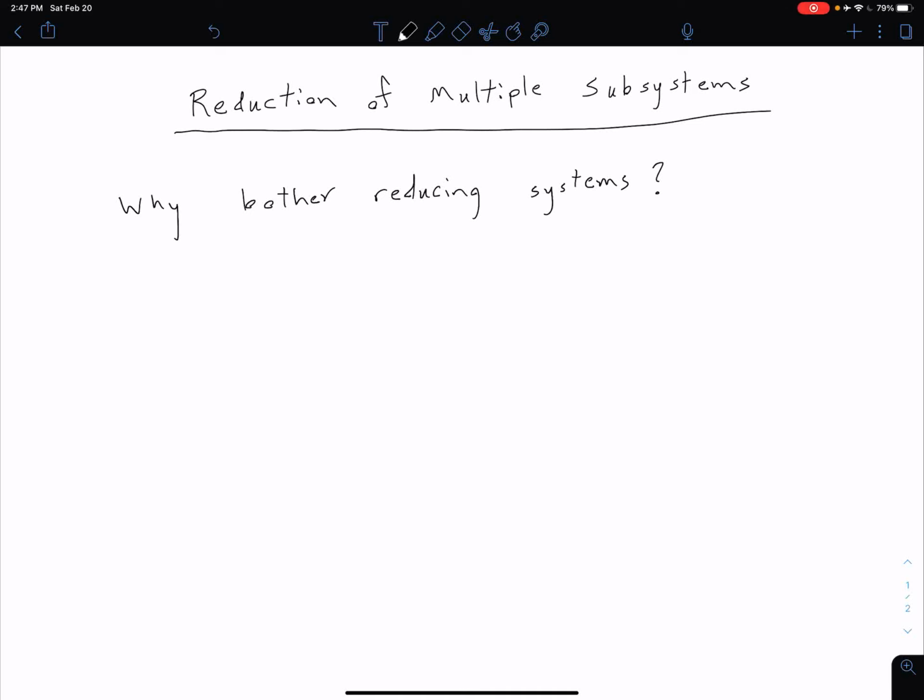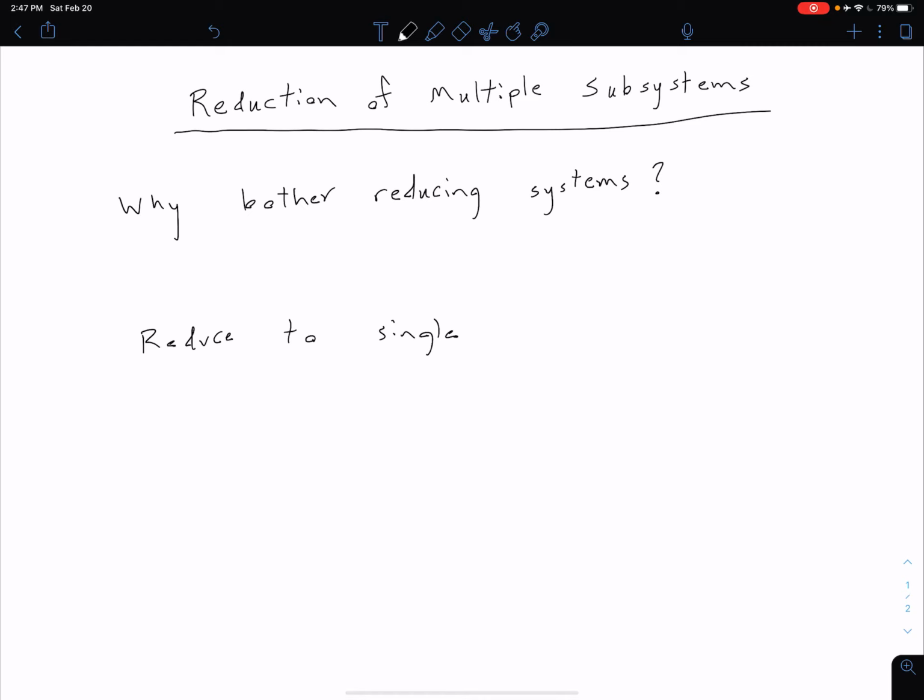In this next unit, we're going to be looking at the reduction of multiple subsystems. So a good question to ask is, why do we even want to bother with being able to reduce multiple subsystems? Well, as you might imagine, most practical systems are going to be rather complicated and aren't just going to have a single transfer function. So our goal here is to basically reduce these more complicated systems to a single transfer function.